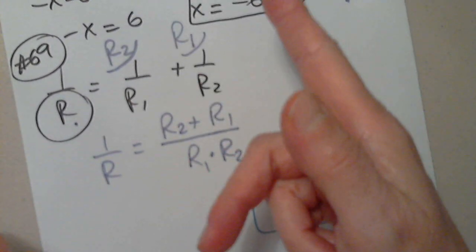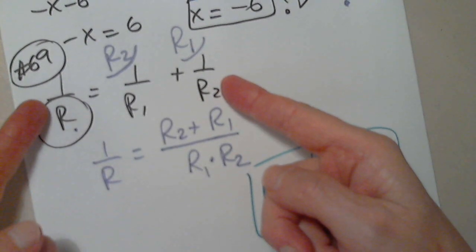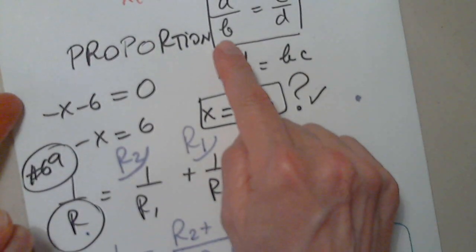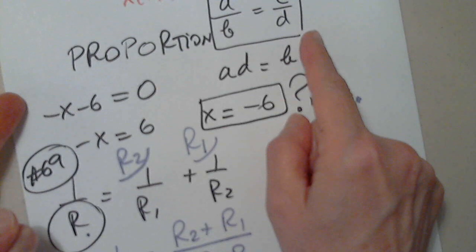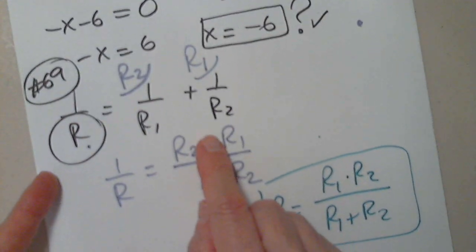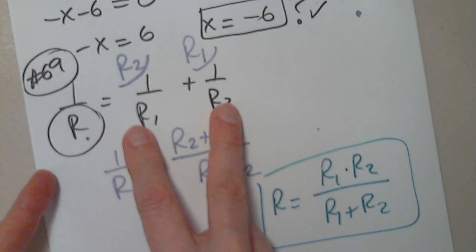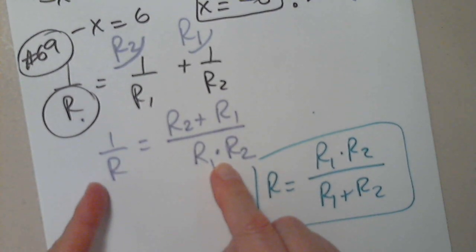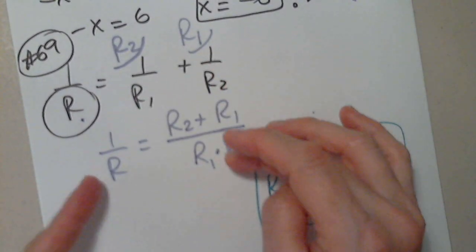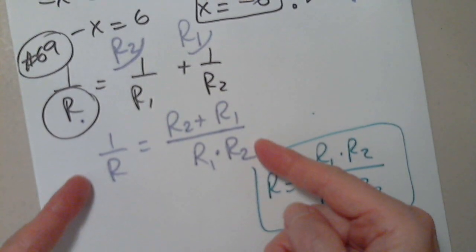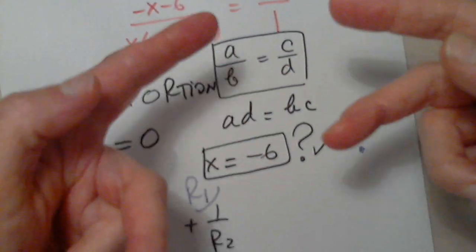I cannot flip here because this is not a proportion. A proportion means one fraction, and the equal symbol. But this is not a proportion. This is one fraction and two fractions. Now it is a proportion. Once I found the least common denominator, I change this into a proportion. And yes, in a proportion I can flip.